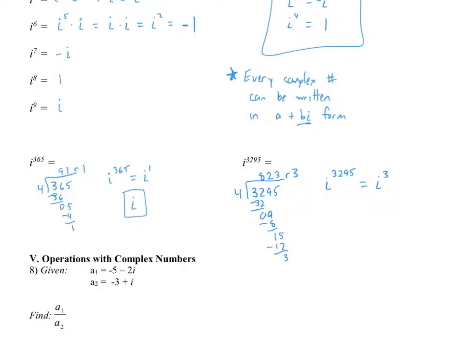So when I divide 3,295 by 4, I get a remainder of 3. So i to the 3,295 is equal to i to the third, which from above is negative i. That's what it simplifies to.